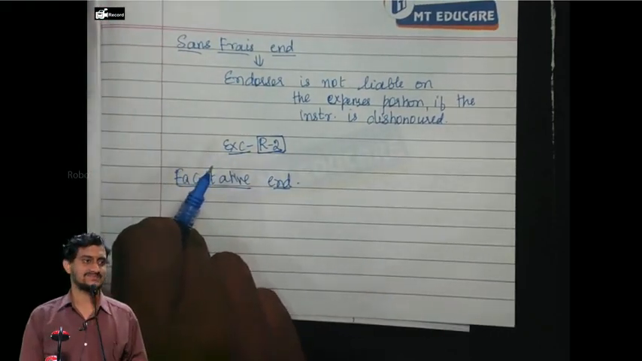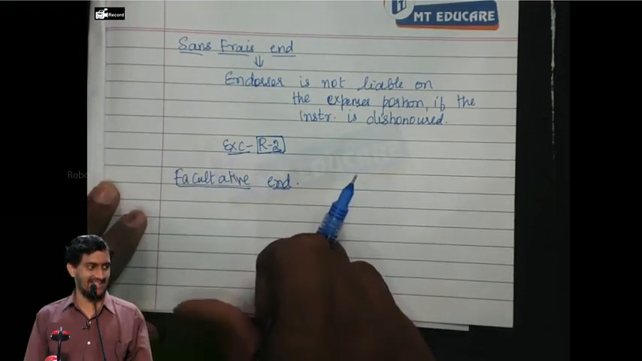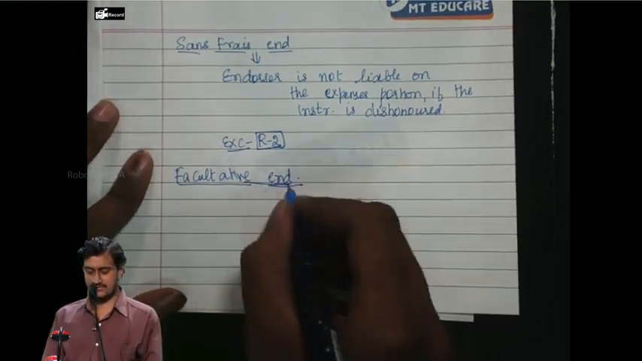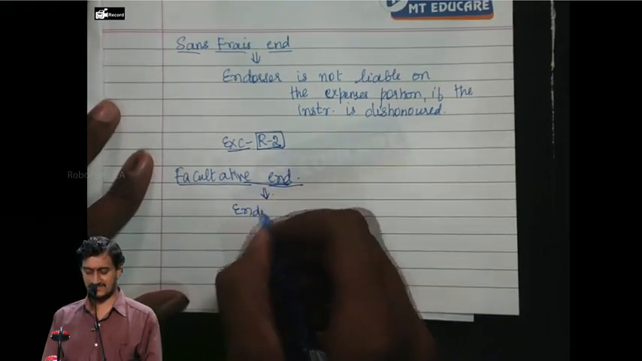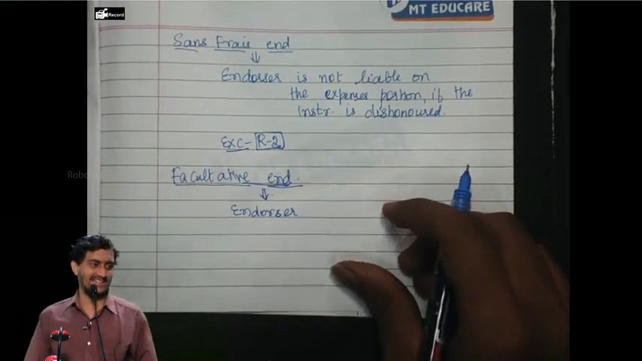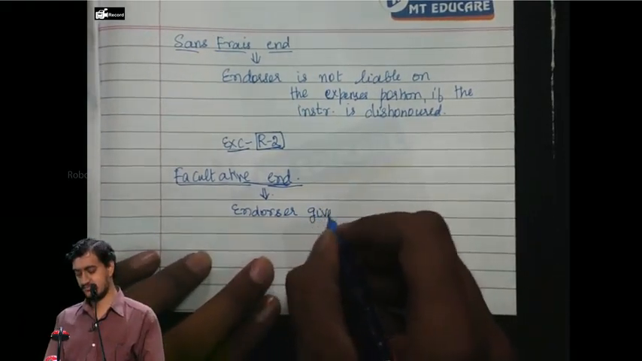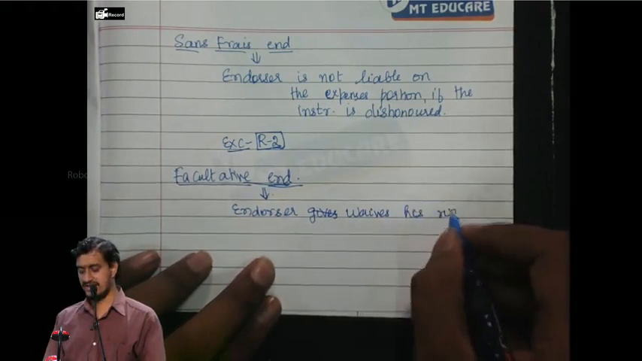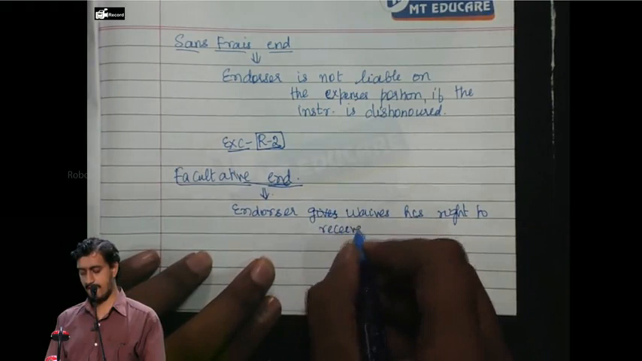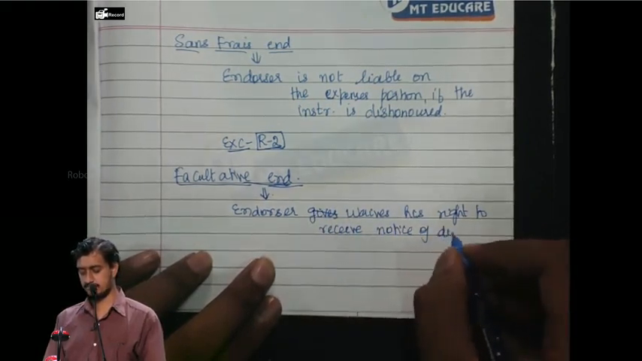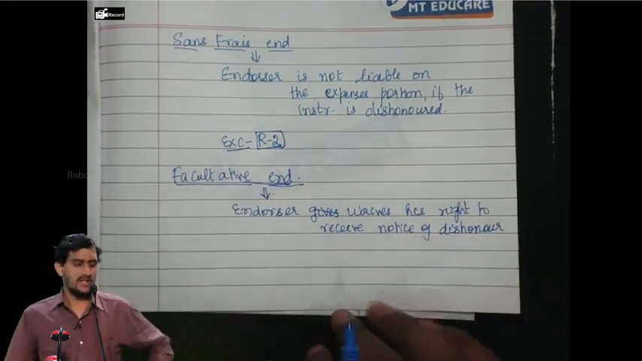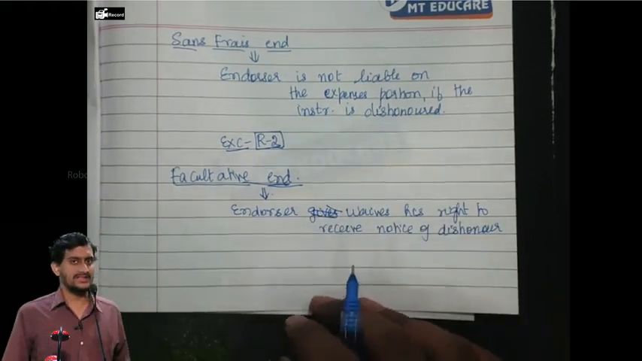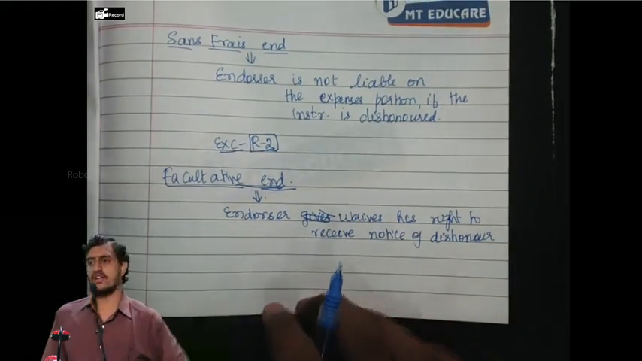Facultative endorsement. What happens in a facultative endorsement? In a facultative endorsement, the endorser gives up or waives his right to receive notice of dishonor.